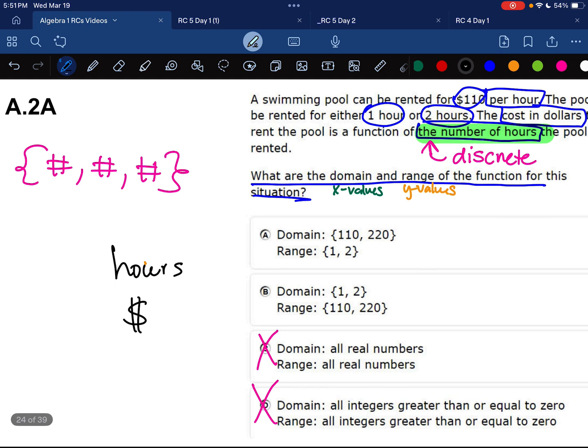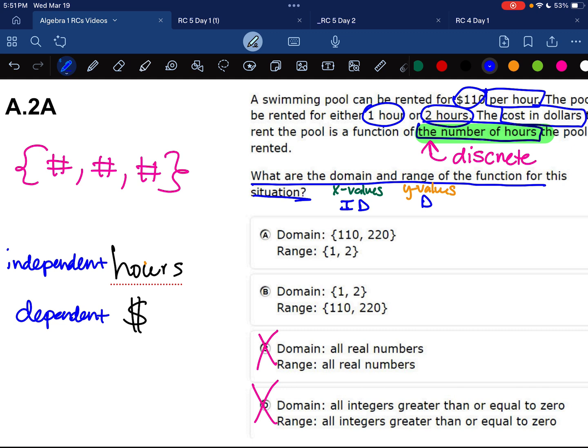Which one is independent? Or let's go backwards. What's dependent on something? What would be dependent on the other? Will it be the money or the hours? Which one is dependent on the other? So the money is dependent. So if the money is the dependent, that means the hours is the independent. Remember, your X values is your independent variable. Your Y values is your dependent variable.